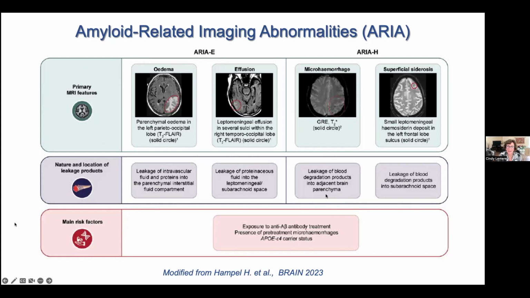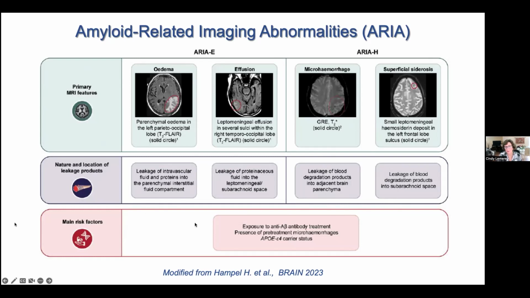ARIA H is seen as the leakage of blood degradation products, including iron, which is released from red blood cells, into the adjacent brain parenchyma. And then superficial siderosis is leakage of the same things, but into the subarachnoid space.